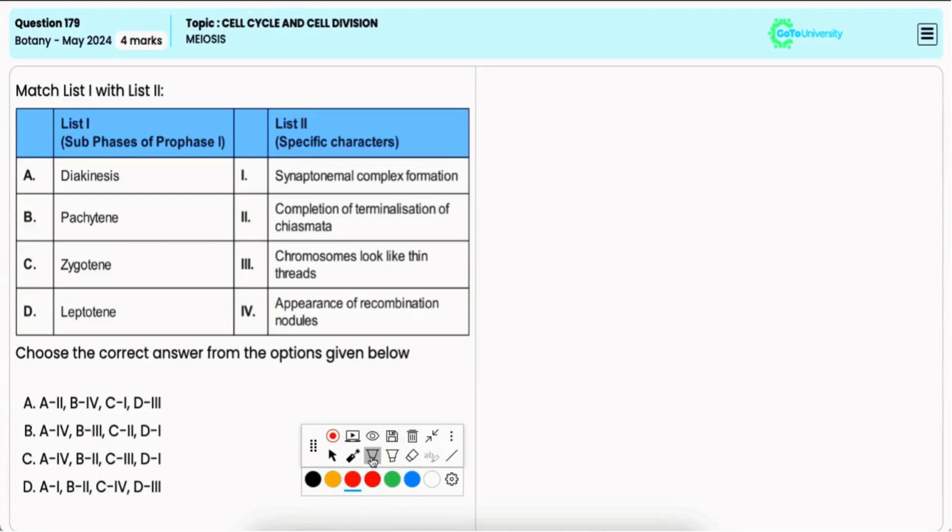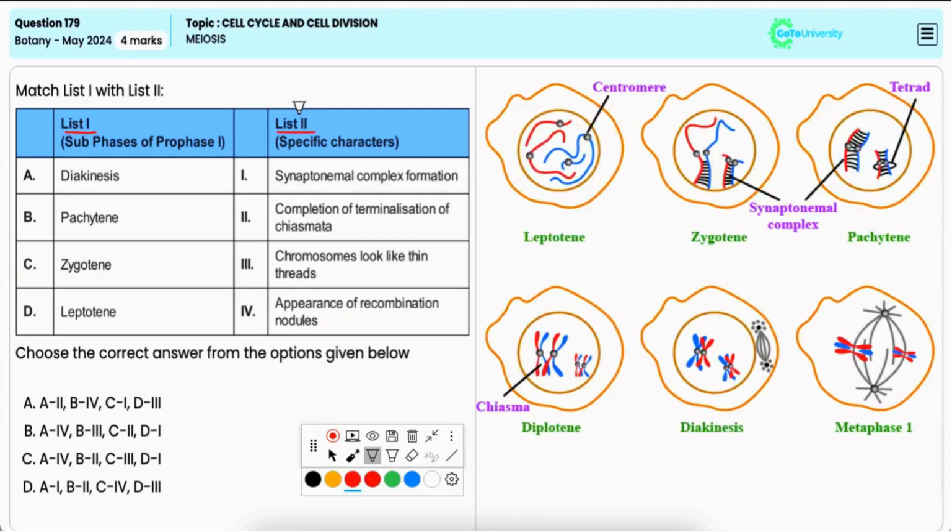In this question, you have to match the components given in list 1 with those in list 2. Now, diakinesis is the final stage of prophase 1 in meiosis, where the chiasmata move to the terminal ends of the chromosome. That is, terminalization takes place. Thus, A matches with 2.